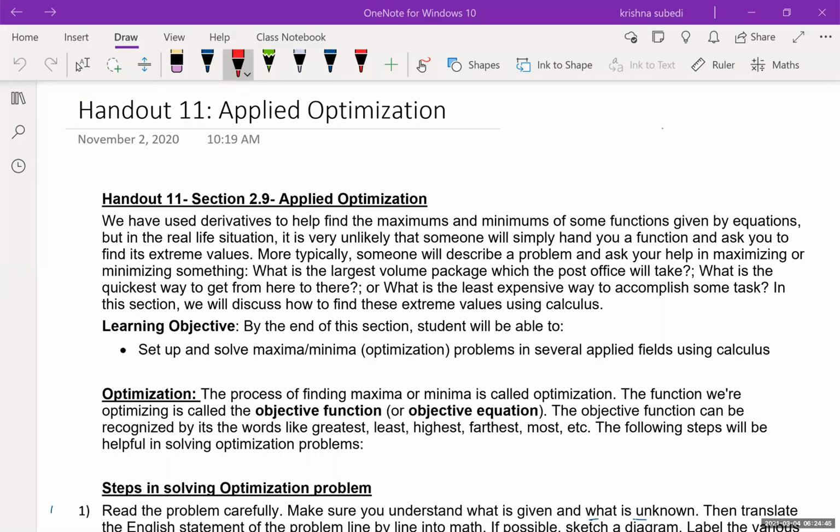So section 2.9, applied optimization. This is the focus of our lesson today, okay?